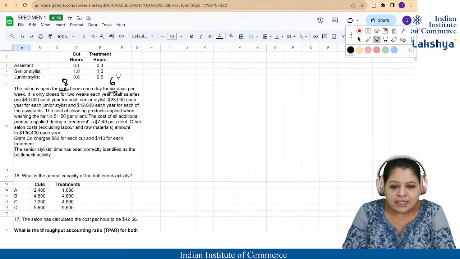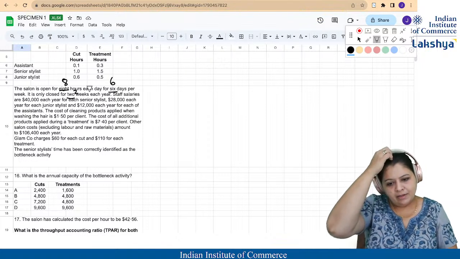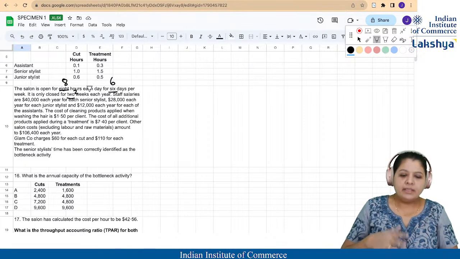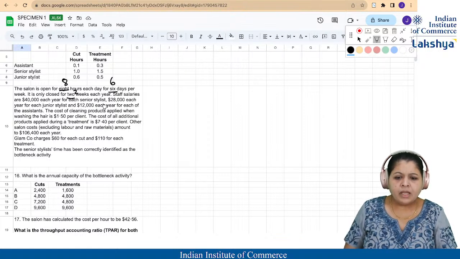8 hours for 6 days a week. They only close for 2 weeks a year. So if a year has 52 weeks, which is a normal standard, for 2 weeks the salon is closed. Staff salaries are given, which is 40,000 for senior, 28,000 for junior, 12,000 for your assistant.